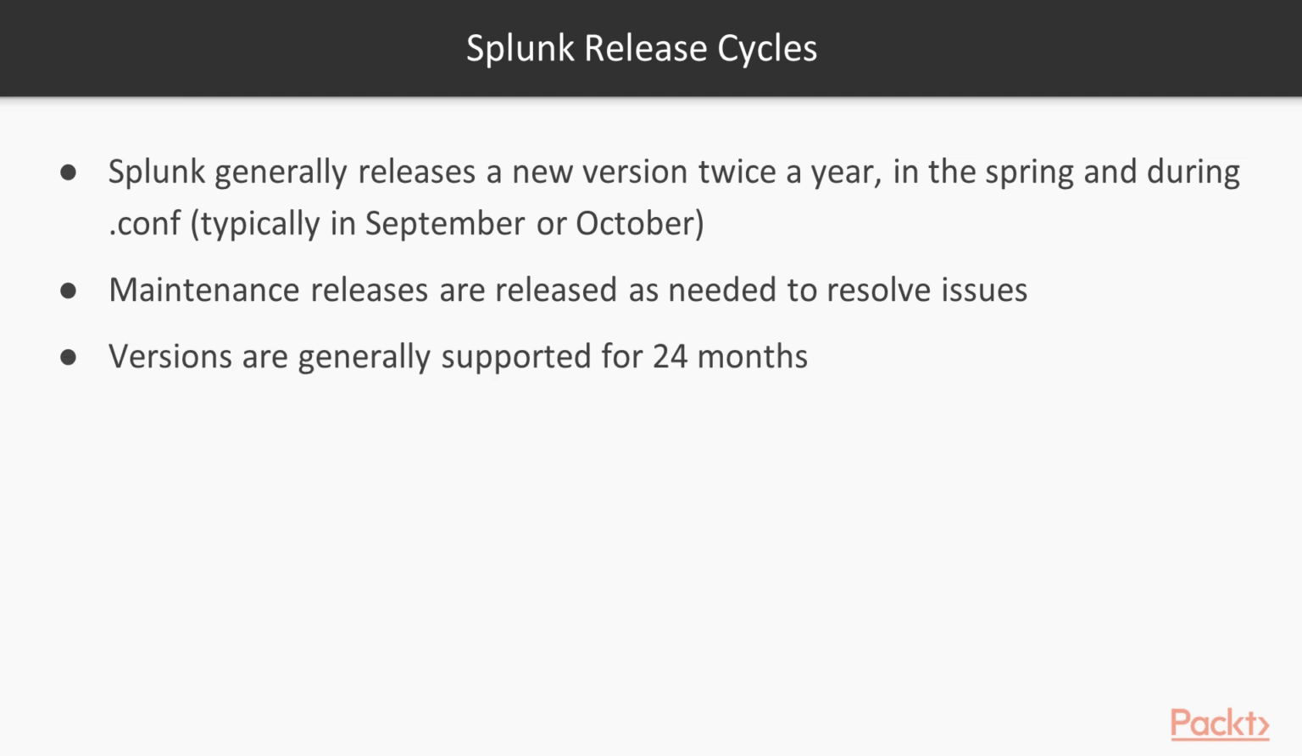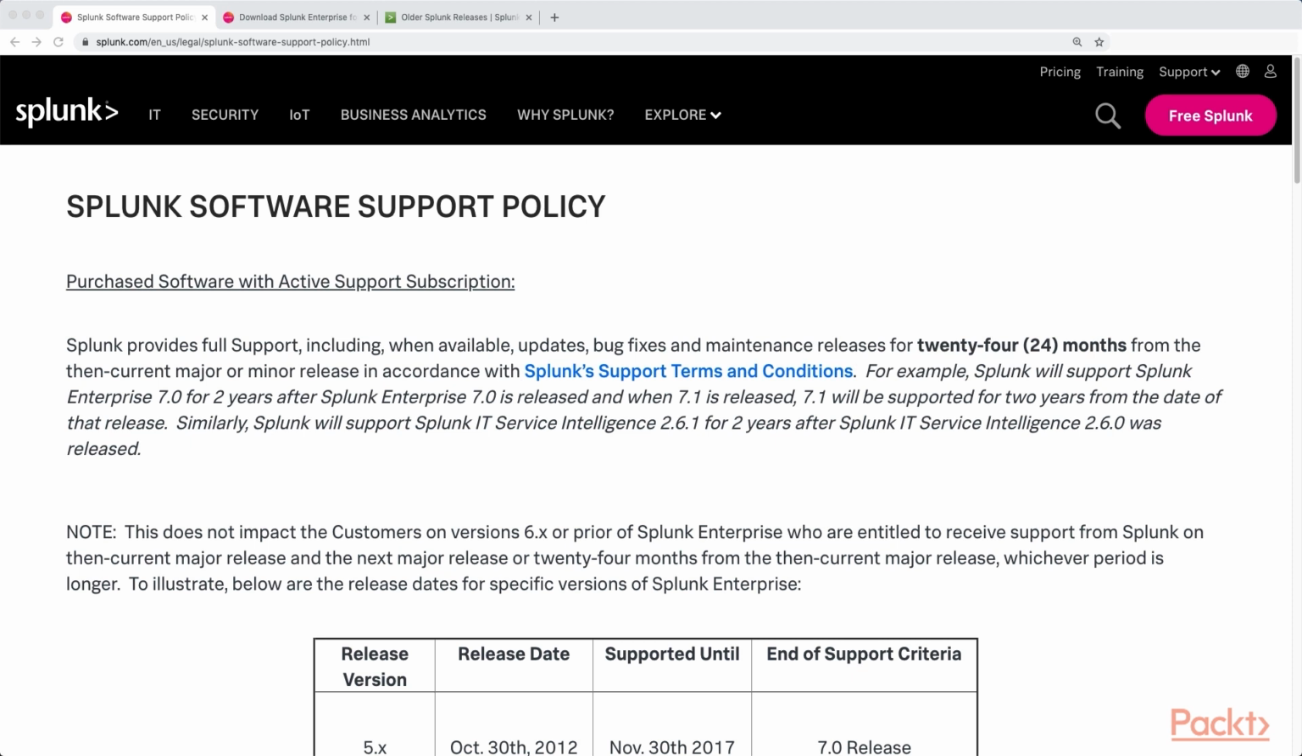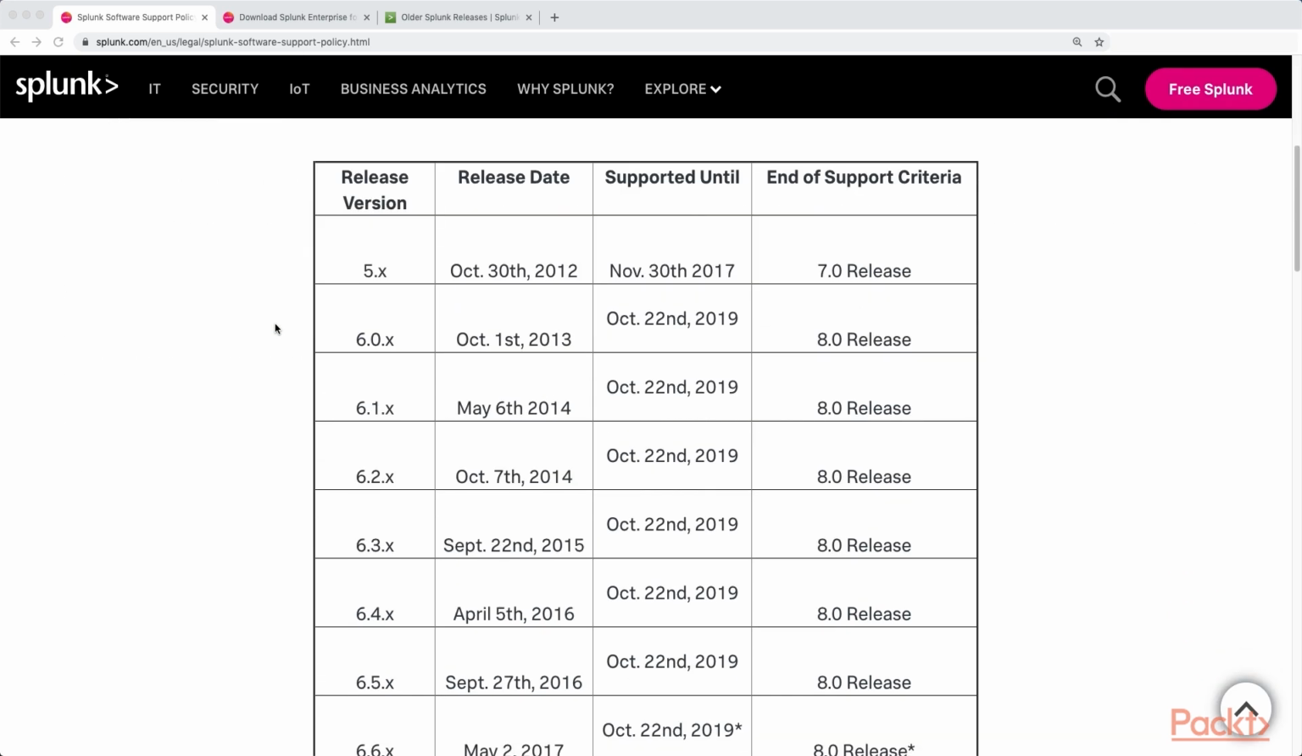And generally, these versions are supported for 24 months from when they're released, as of at least Splunk 7 and later. That policy was a little different before, but we're past that point, so it's not really relevant at this point. So, let me show you the Splunk support policy. This is available on their website, and we'll see a matrix here of all of the previously supported versions of Splunk, when they were released and when they were supported.